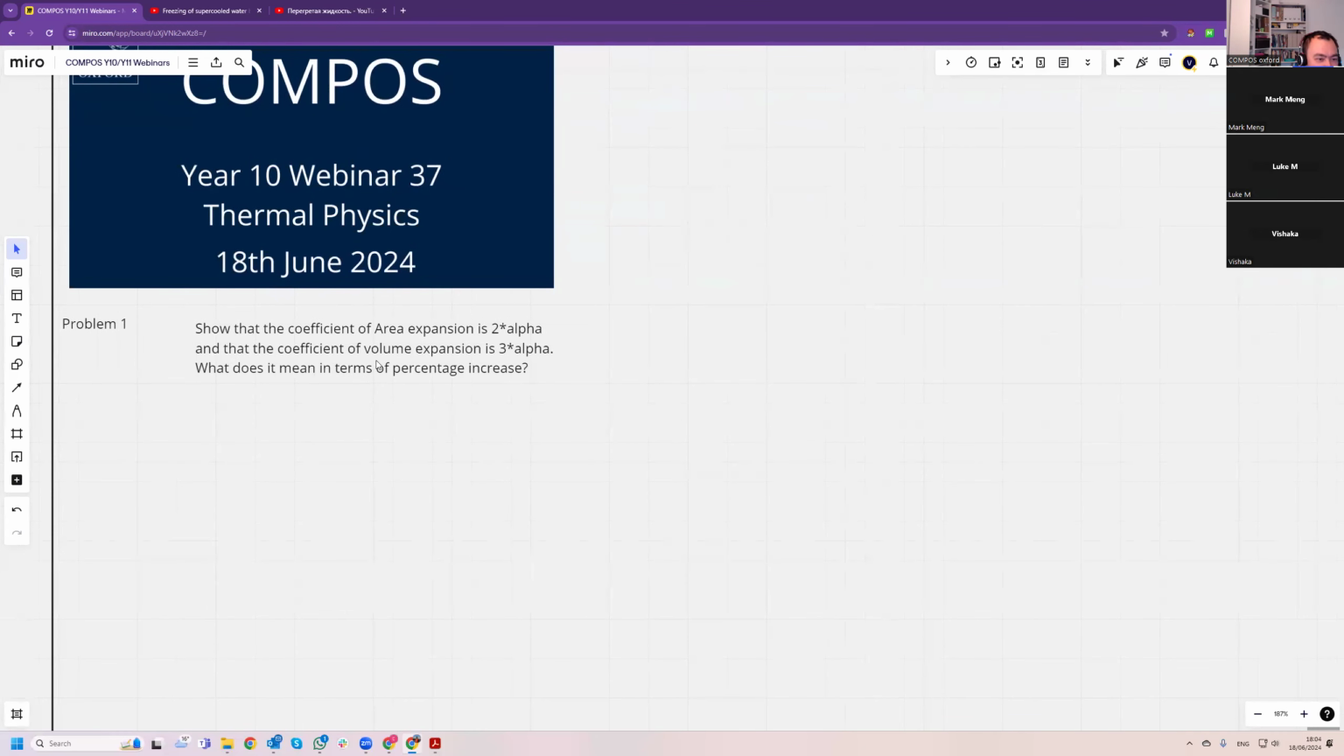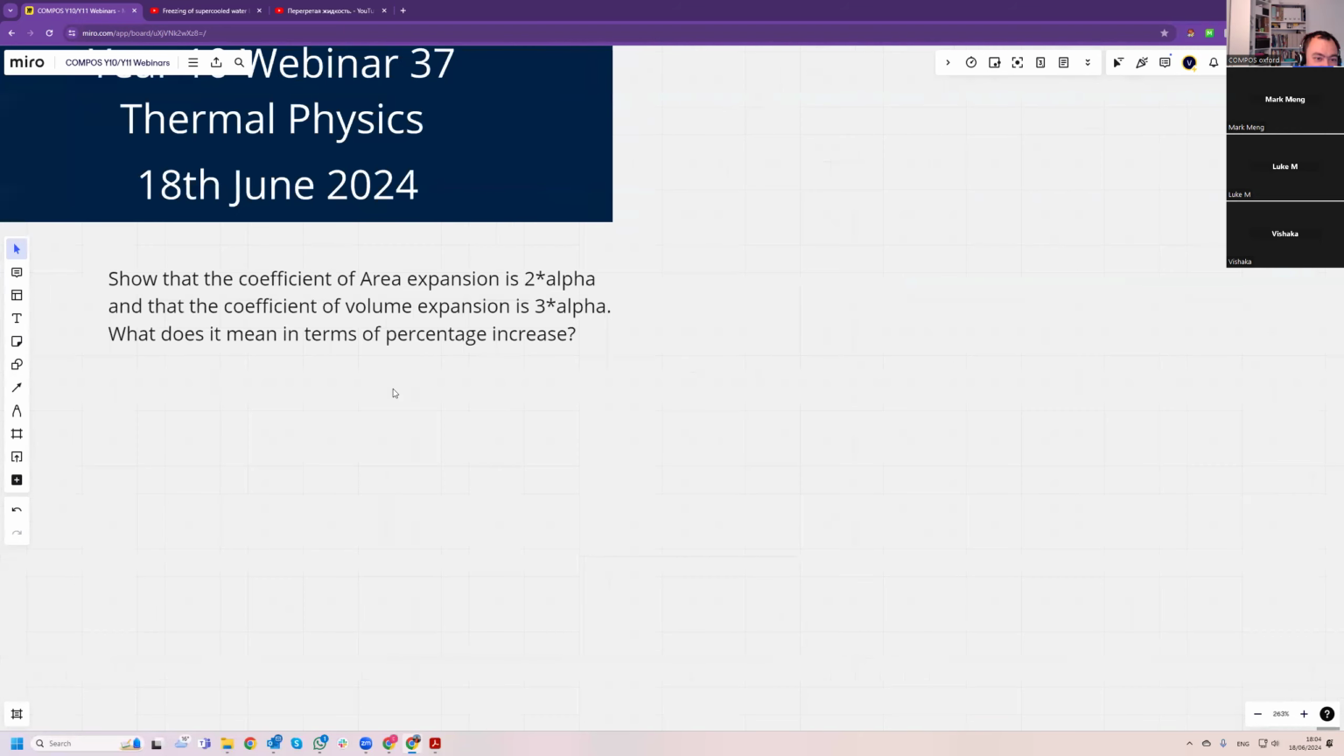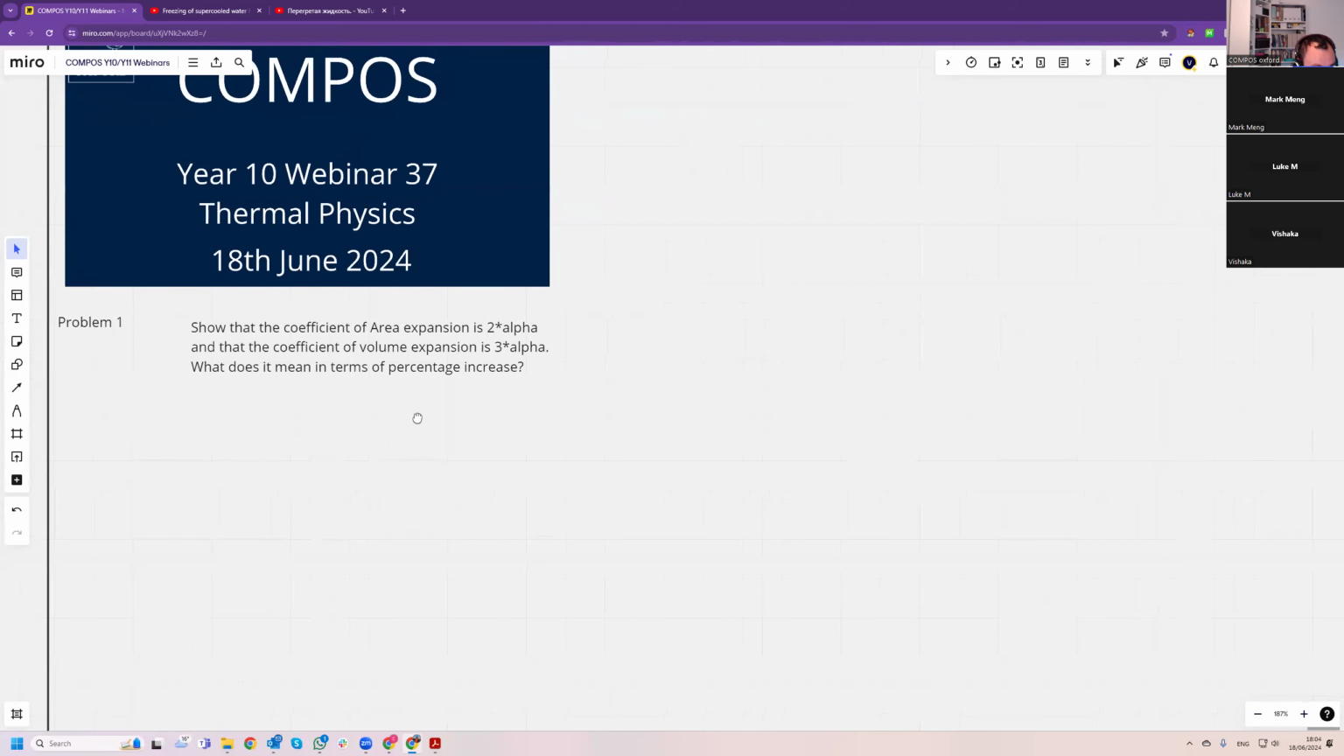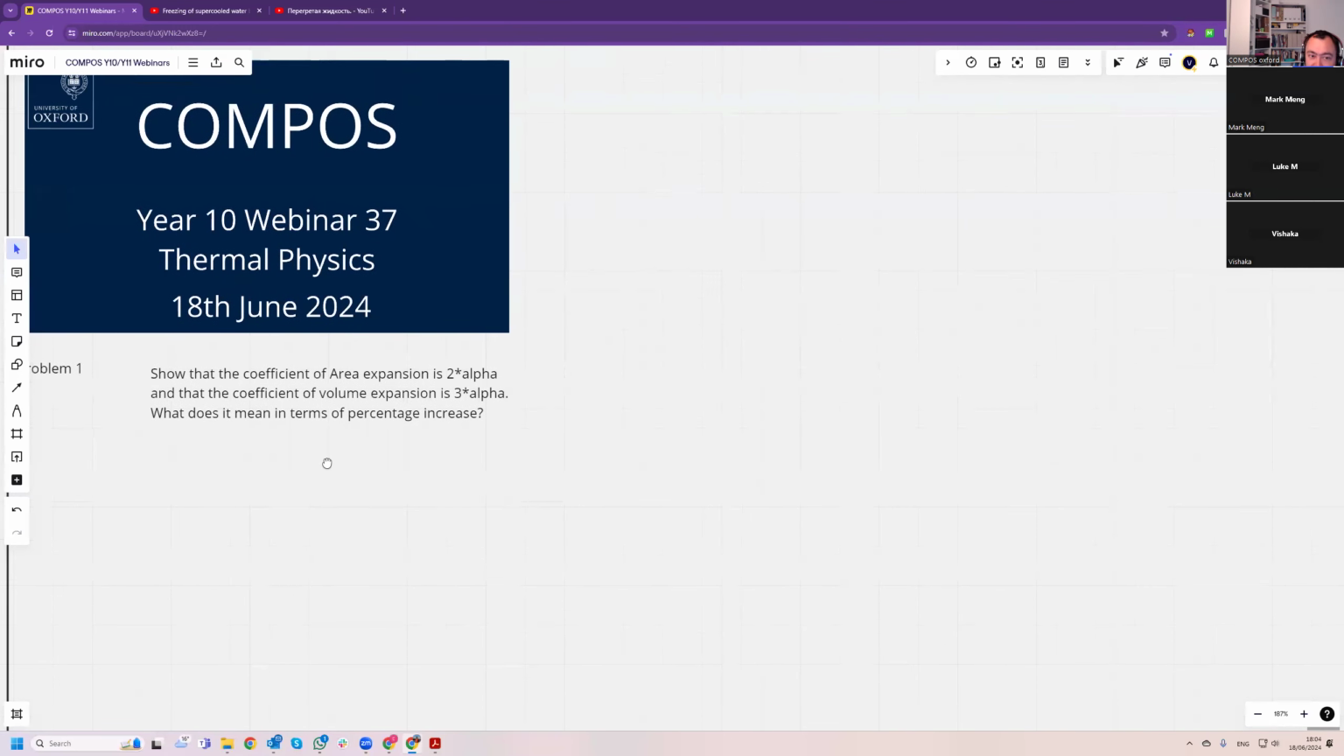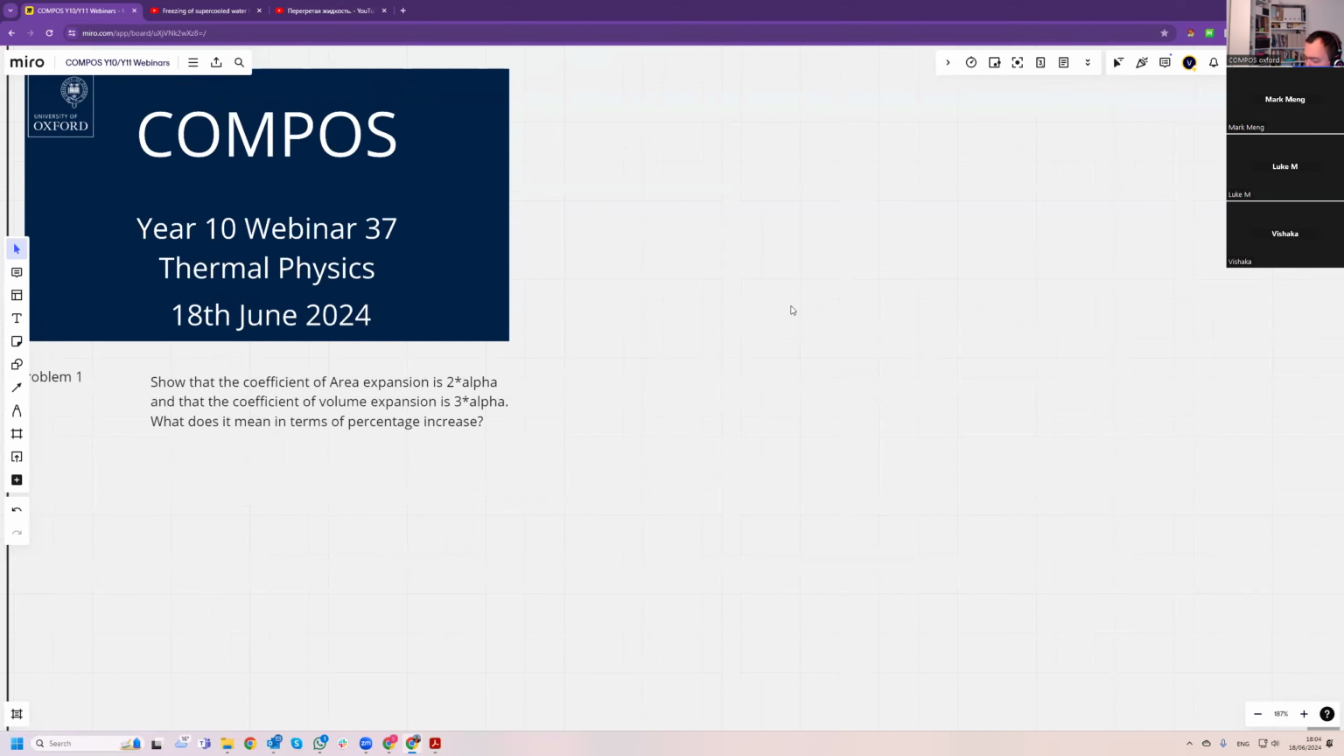Okay, so problem 1. Show that the coefficient of area expansion is 2 times alpha, and the coefficient of volume expansion is 3 times alpha. What does it mean in terms of percentage increase? So let's talk about thermal expansion. What is thermal expansion?